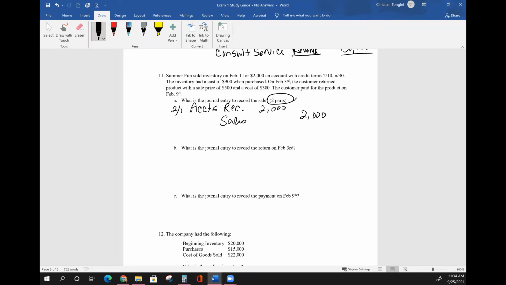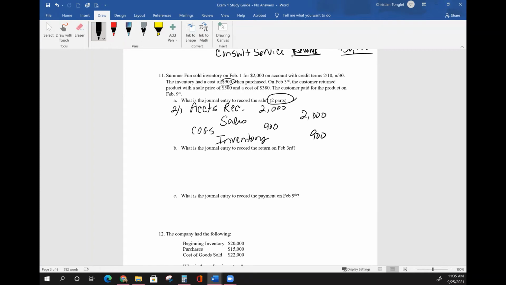And then I have my cost side. So I have cost of goods sold. How much was the cost of the inventory? I'm telling you the full amount right here. The inventory had a cost of $900 when it was purchased. So that's my cost, $900. And then my offset to that is I sold them inventory, so I have to reduce my inventory by the $900. So that would be my entry to record the sale. So I'm removing my inventory, recognizing the cost, and I'm also setting up the receivable so that I know that I'm going to have that money coming to me in the future.